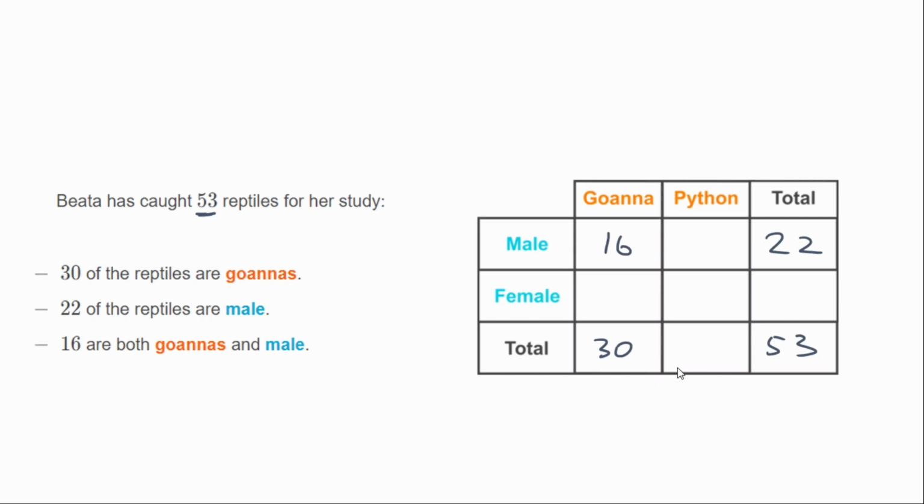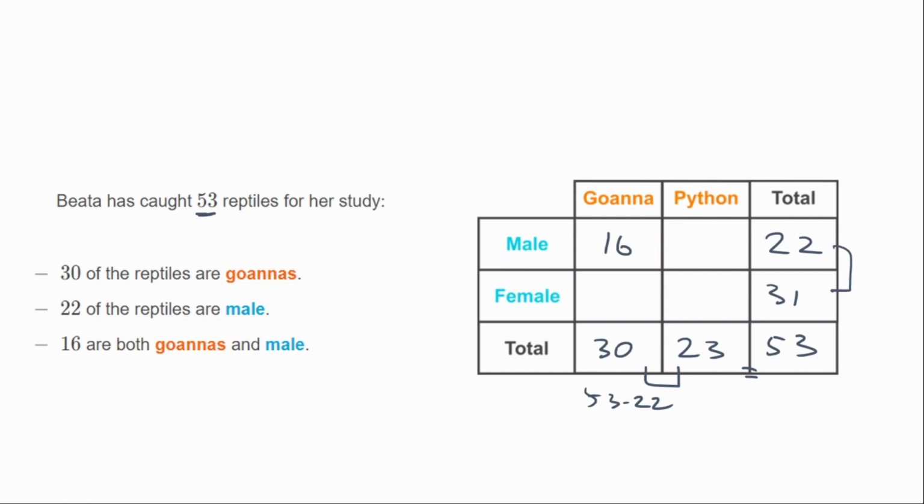Alright, so this box here will just be the total minus the number of goannas. Because remember, when we add these two together like that, it needs to equal the total there. So from that, we know this has to be 23. We can also find out this one: 22 plus that box needs to equal 53. So we can get that by doing 53 minus 22. So we know that box has to be 31 there.